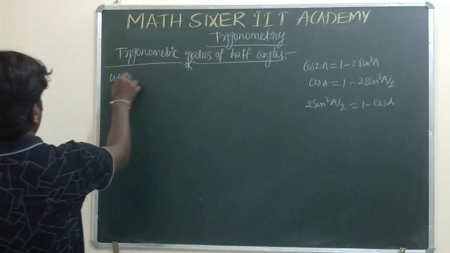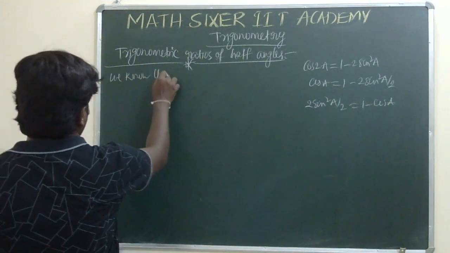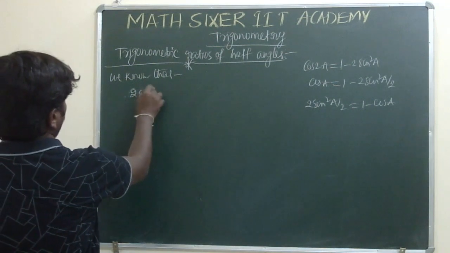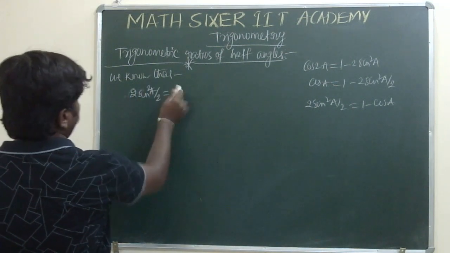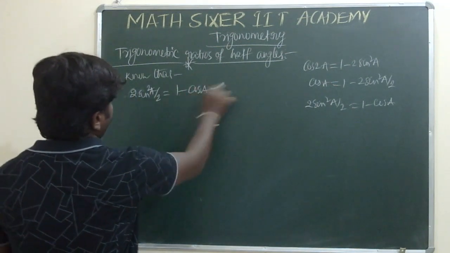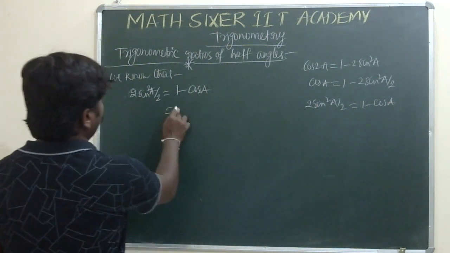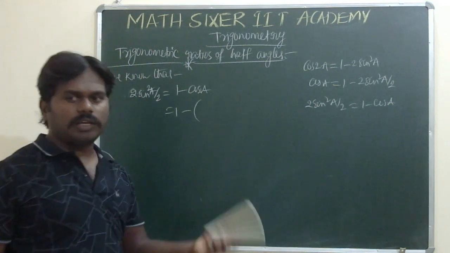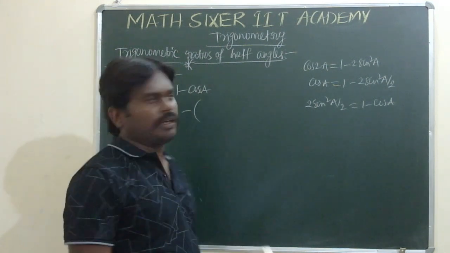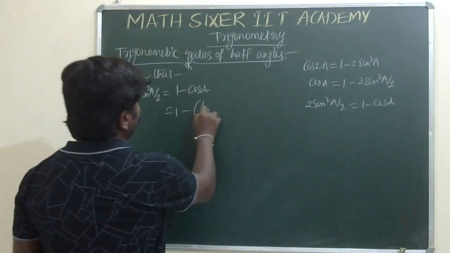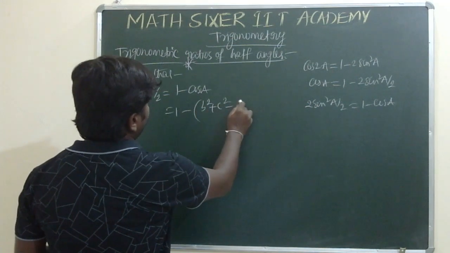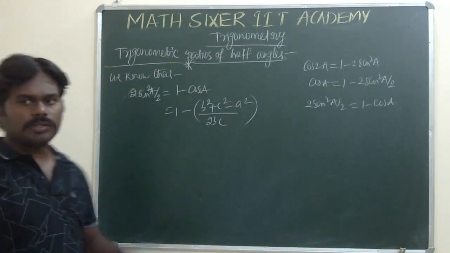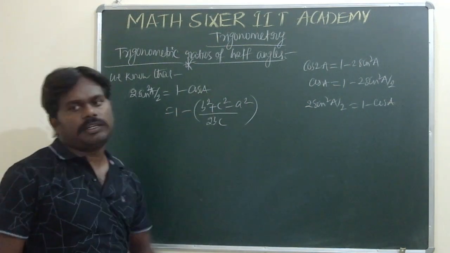So here we know that 2 sin square A by 2 is equal to 1 minus cos A. Now, how can we write cos A in terms of the sides of the triangle? Cos A is equal to b square plus c square minus a square by 2bc. This is the value of cos A in terms of the sides of the triangle.